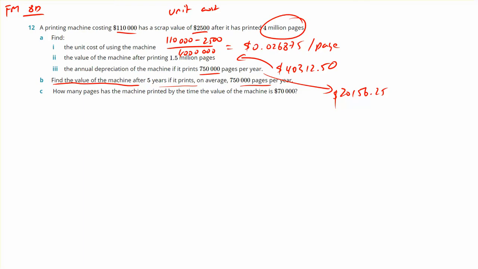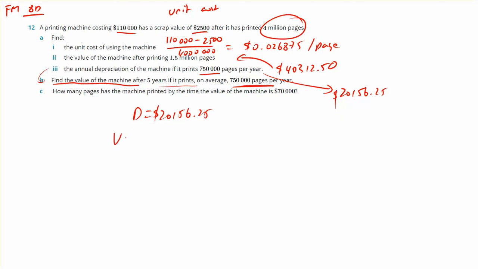Next part, find the value of the machine after 5 years if on average it prints 750,000 pages per year. Okay, so these two questions are linked, because part 3 is basically asking you to find the D value for part B. So we know our D value is 20156.25, because it says on average it prints that many pages per year.